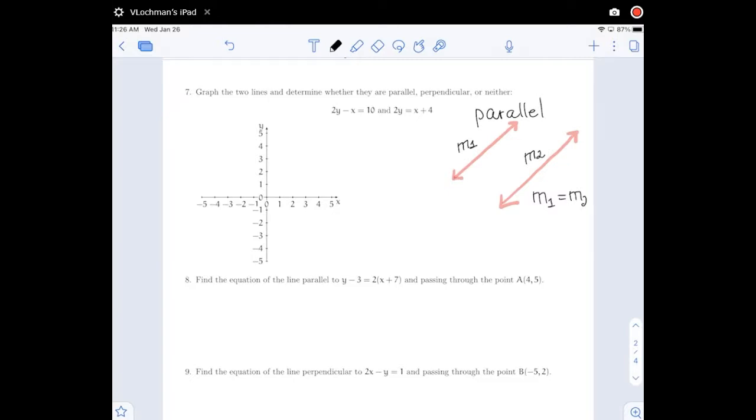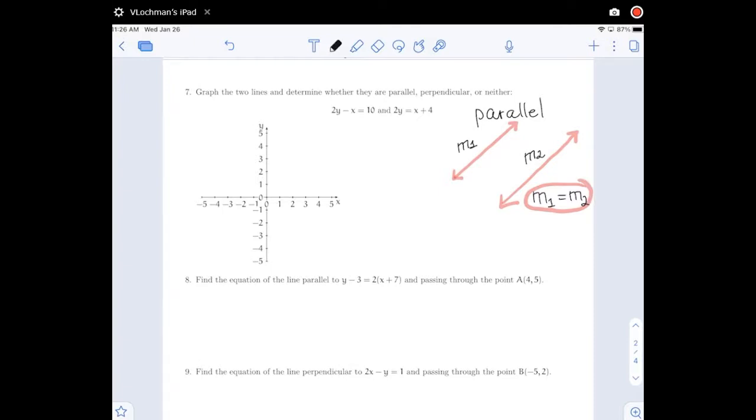You can think about these lines: they're changing in the same way. They have the same rate of change. They're shifted, so they might start at different points. They're shifted in the plane, but as far as the change goes, it's exactly the same. So parallel lines do have the same slope. That's important for us to remember.